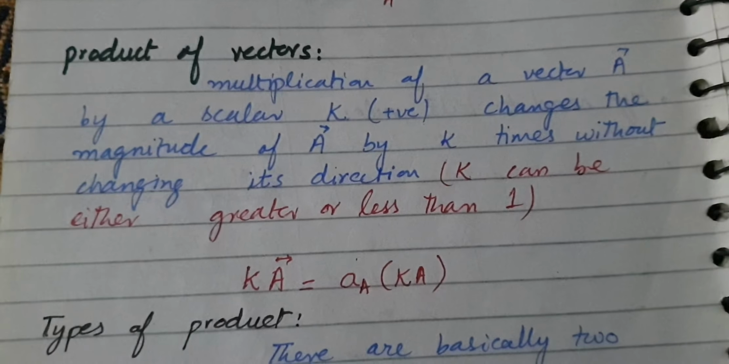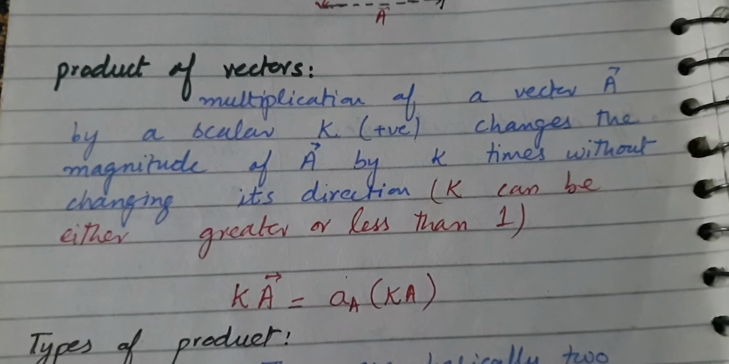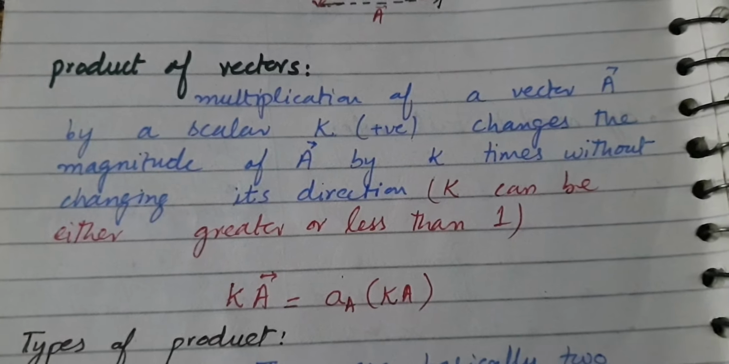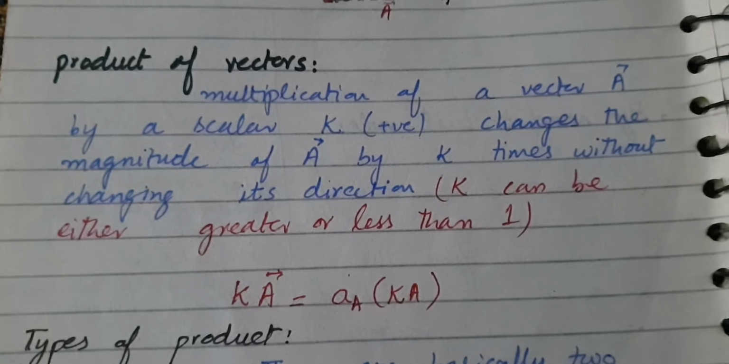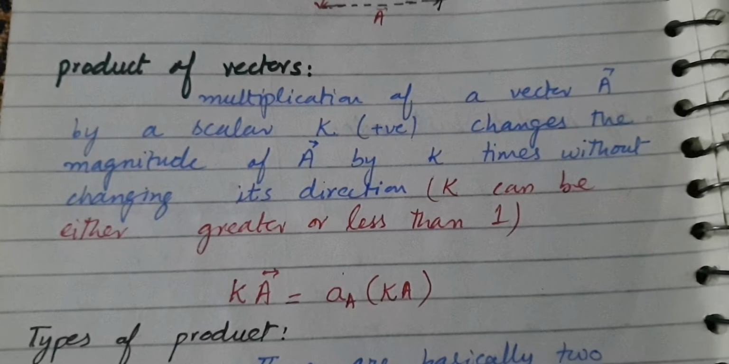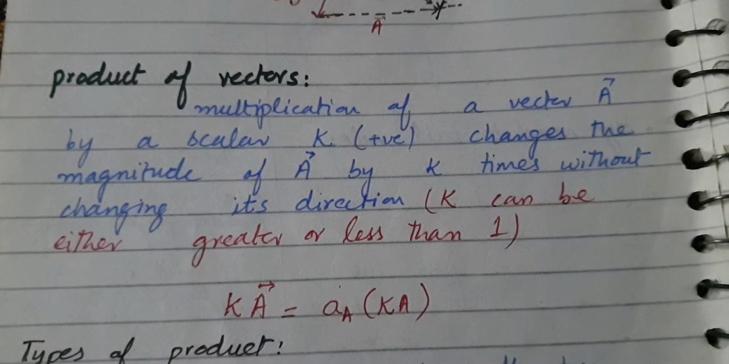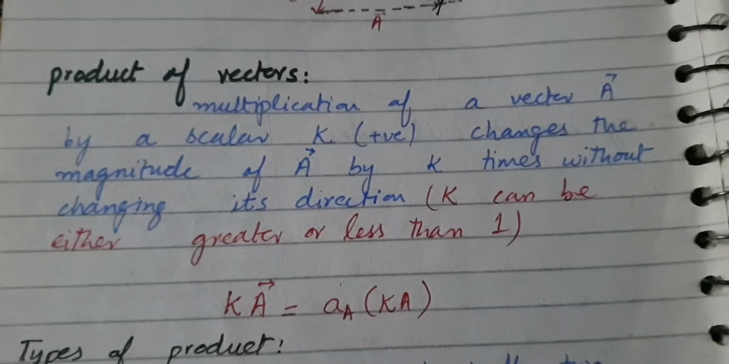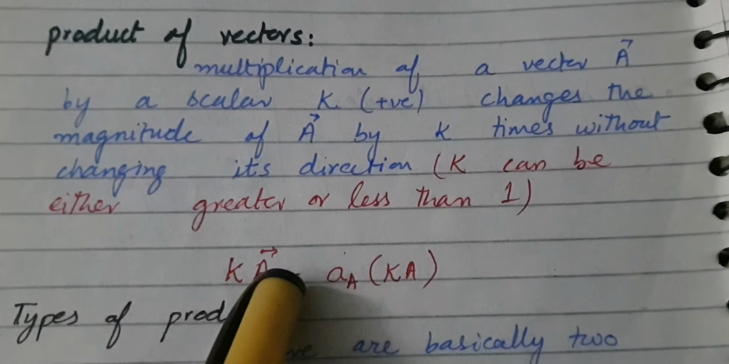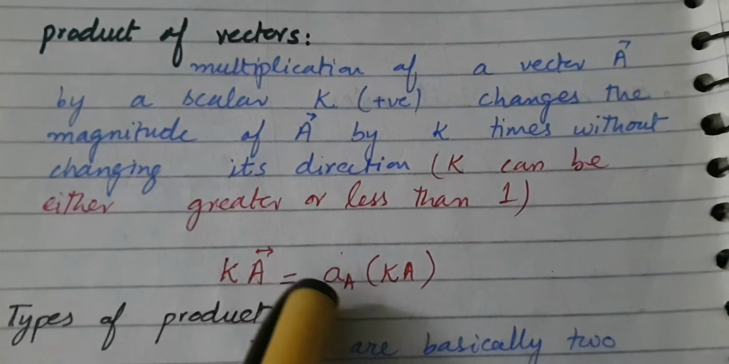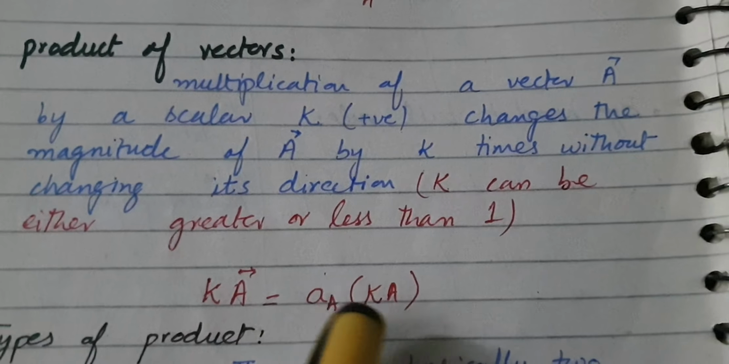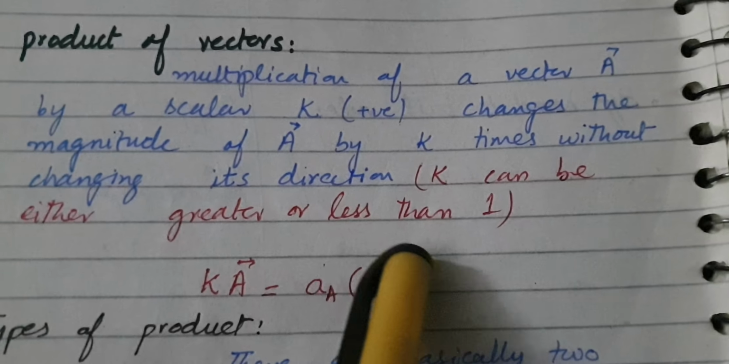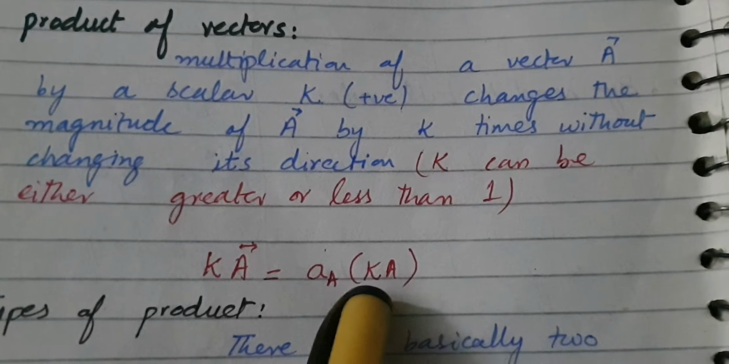Next is the product of the vectors. Multiplication of a vector A by a positive scalar k changes the magnitude of A by k times without changing its direction. K can be either greater or less than 1. So k into A is actually equal to k times the magnitude, and the unit vector remains as it is. The direction is not affected, and the magnitude is scaled by the factor k times.